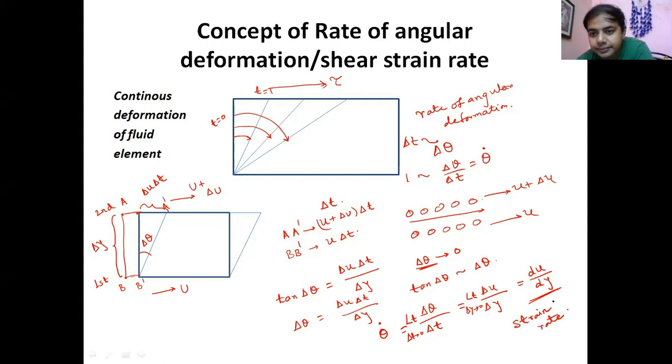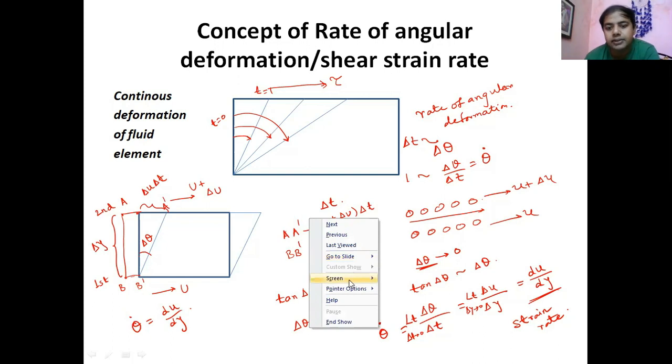Strain rate. So it is like a velocity gradient: some velocity change along the y direction. So along the y direction, how does the velocity change? This is the concept of the rate of deformation. So theta dot is equal to du by dy. It looks like a velocity gradient, but it is better to say it is nothing but a shear strain rate, or rate of angular deformation. So that is the concept here.